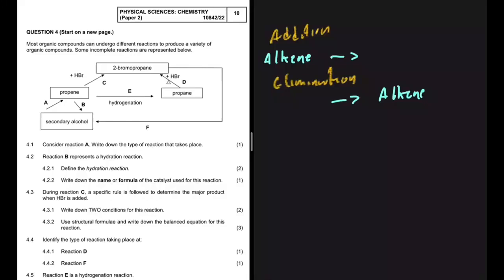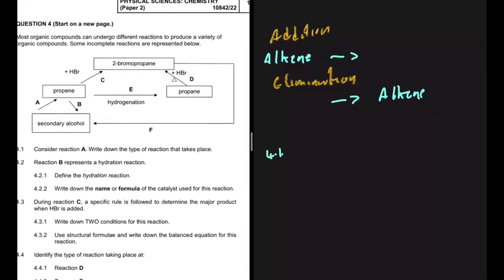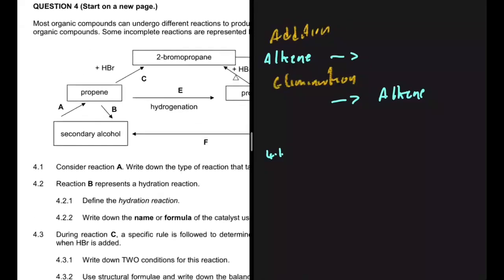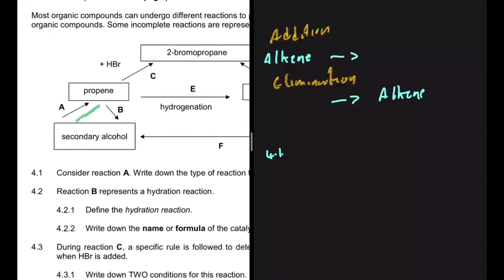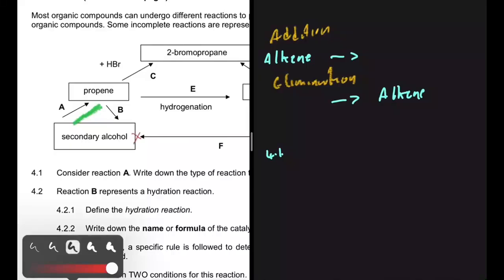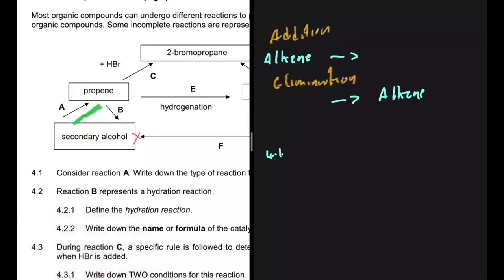Let me show you what I'm talking about by answering this question. Let's look at 4.1. Consider reaction A and write down the type of reaction that takes place. So reaction A is right here. Let me go through my conditions and see which one is met. Do we start with an alkene? No, we don't. We start with a secondary alcohol. Do we end up with an alkene? Yes, we do. We have propene as our product, right? So we know fully well that from that only, our reaction is an elimination reaction.